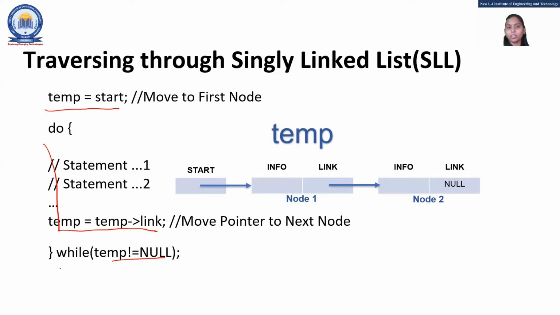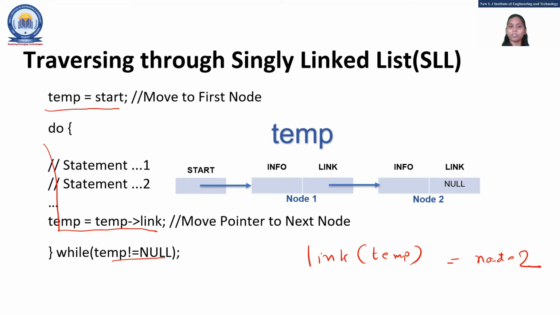And then, coming into the loop, you can also use the link word. Link of your temp will give me the address of my node 2. Yes or no? Is this fine? So this way you can traverse throughout your linked list.